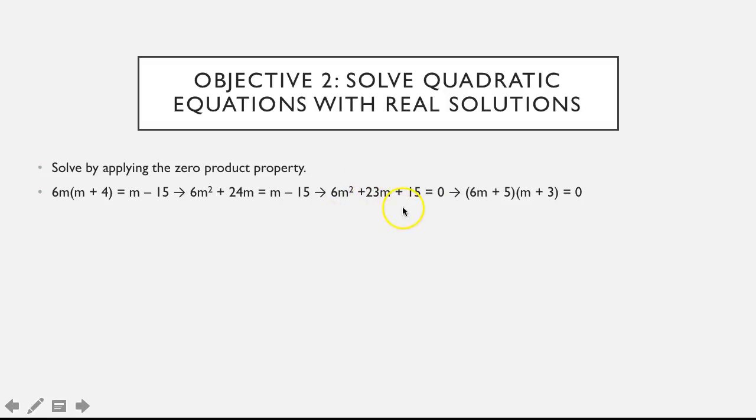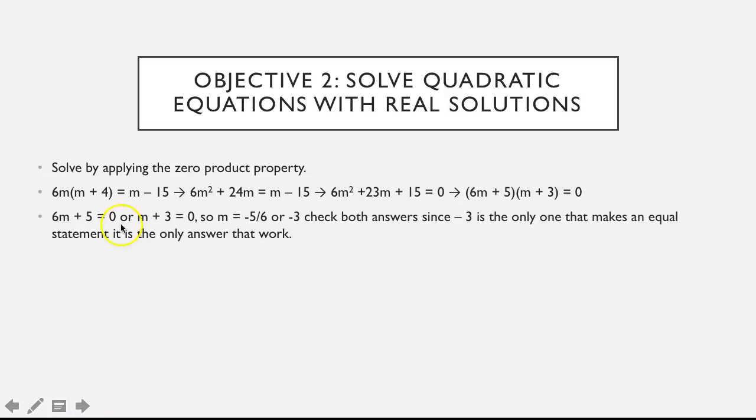After you have it set equal to 0, you need to factor 6m and m, and 5 and 3. Remember, you're looking at the factors of 6 with factors of 15, so that when you multiply 6 times 3 and 5 times m, they will add to your 23, your middle term here.